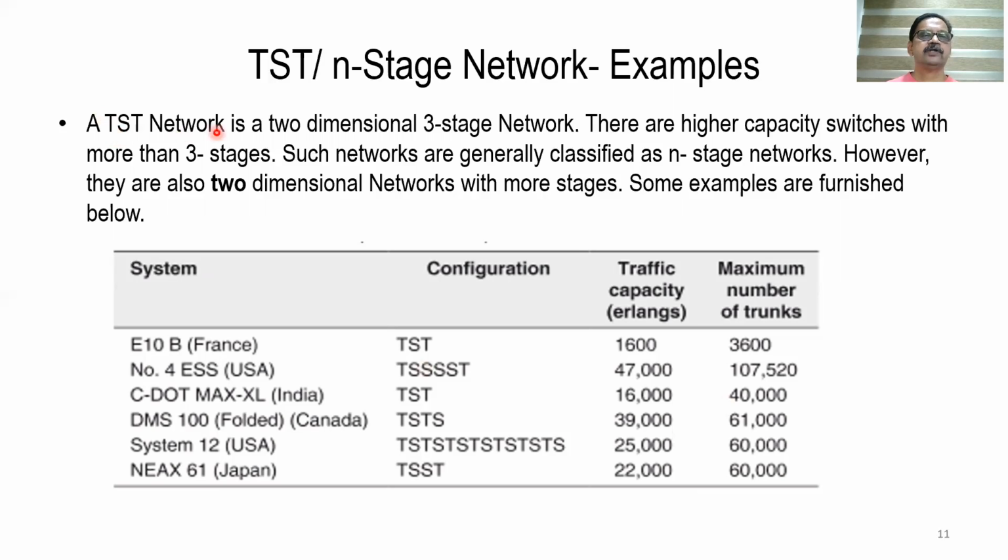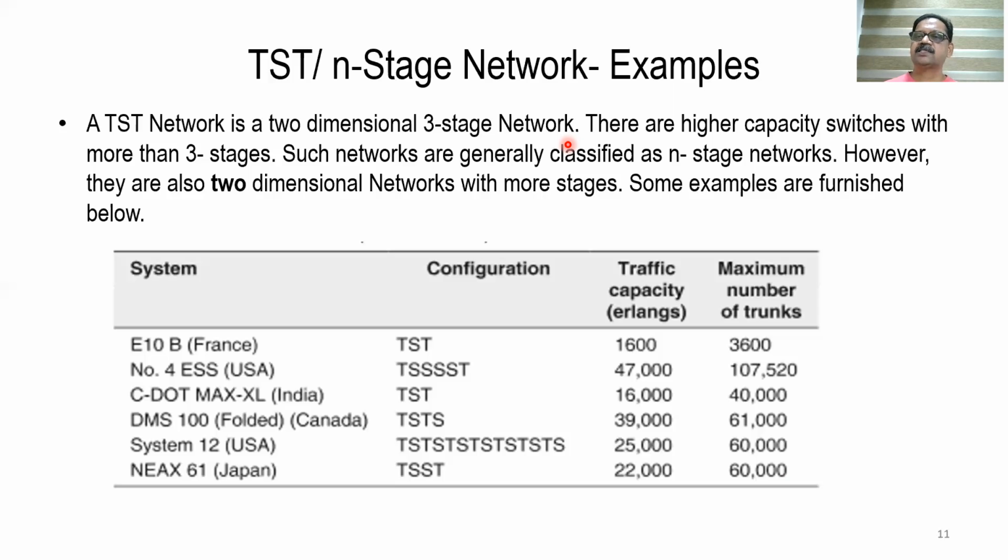A TST network is a 2-dimensional 3-stage network. We know TST is a 2-dimensional network. Why? We are using space stage as well as the time stage. But it is a 3-stage because we have 2 time stages in the input as well as in the output, and in between sandwiched is the space stage.